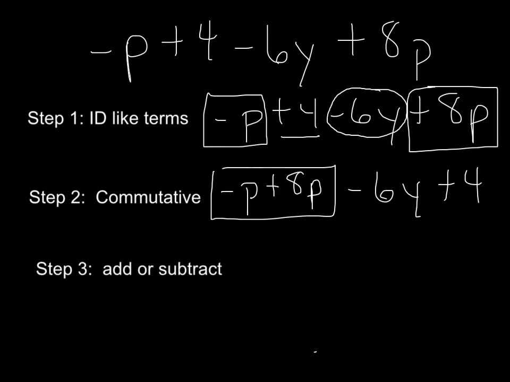And negative p plus 8p is going to give me 7p minus 6y plus 4. And since they're different variables and only one constant, I can stop right there because my expression is simplified.